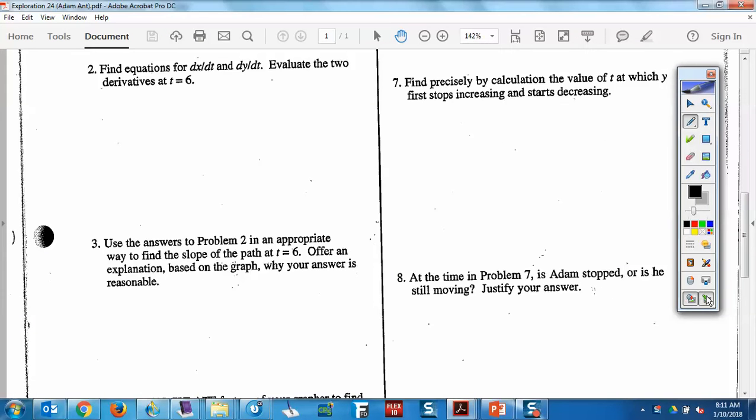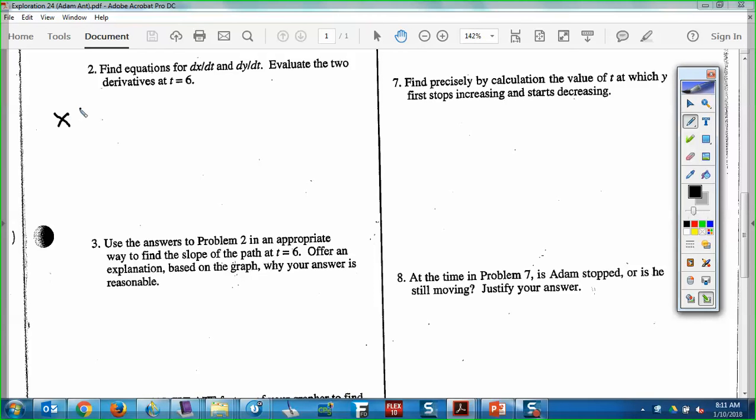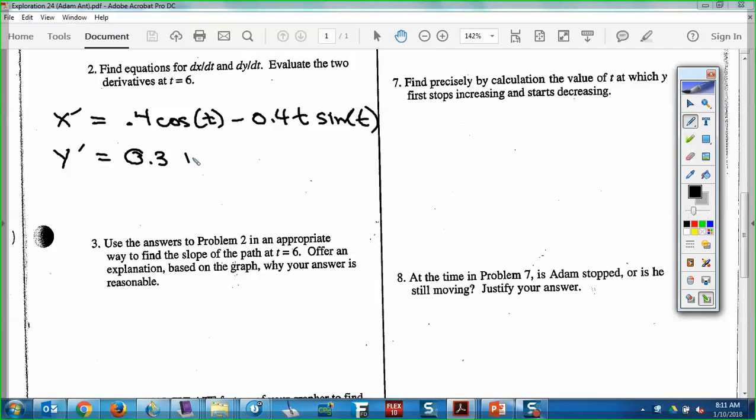So what was x prime for? Somebody tell me. X prime was 0.4 cosine t minus 0.47 t sine t, like so. And y prime was 0.3 plus 4 cosine 2t. Is that right? Okay, so x prime and y prime.